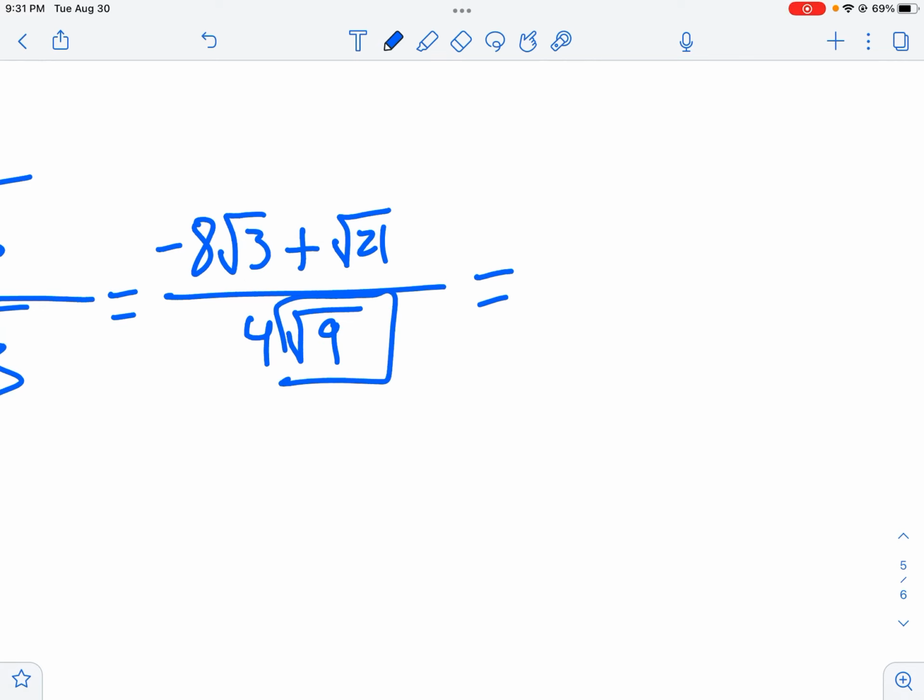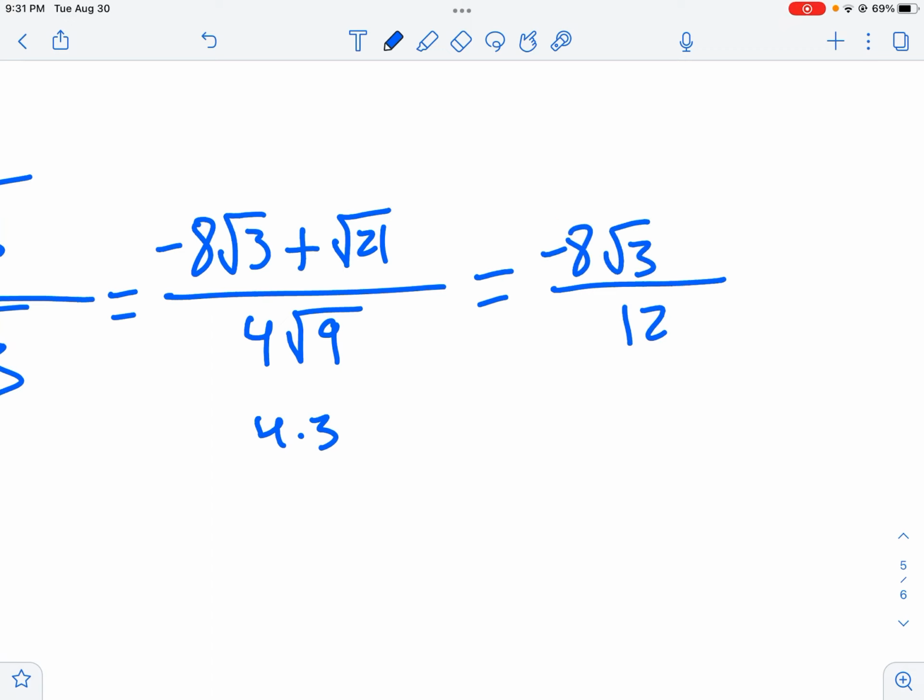Instead, we're going to simplify this. The square root of 9 is 3. And so the bottom here is 4 times 3. So the bottom is 12. And now we got negative 8 root 3 on top plus root 21. Neither of these radicals simplify because they don't have pairs of factors.